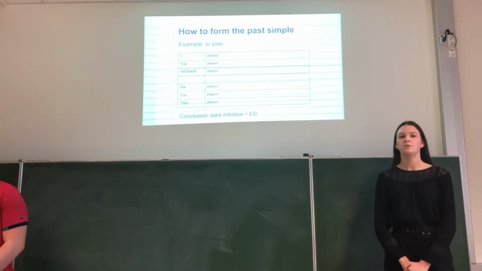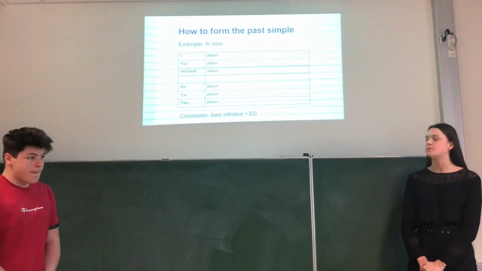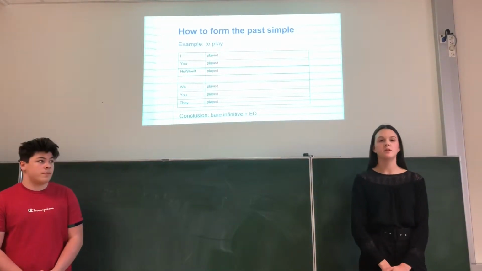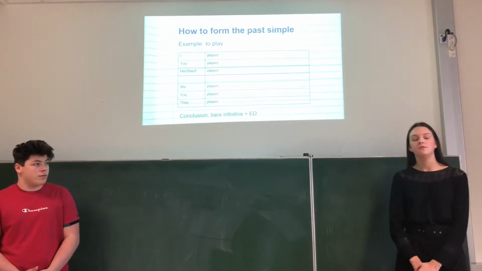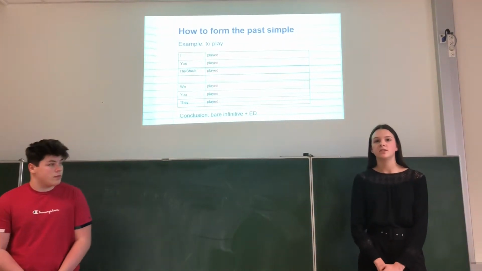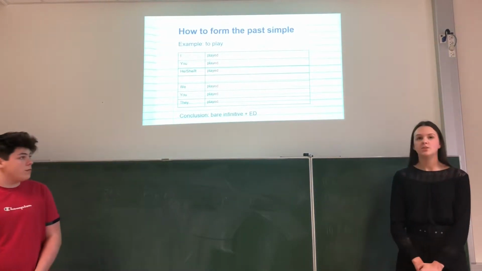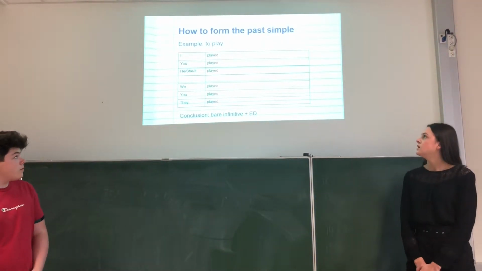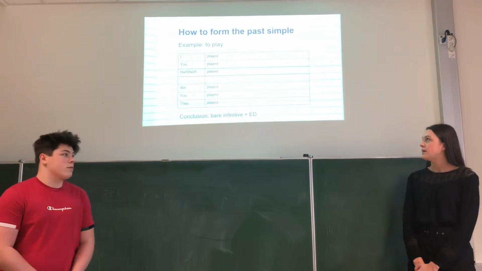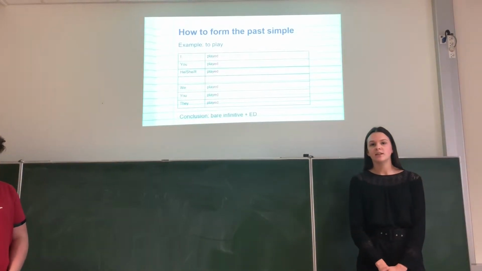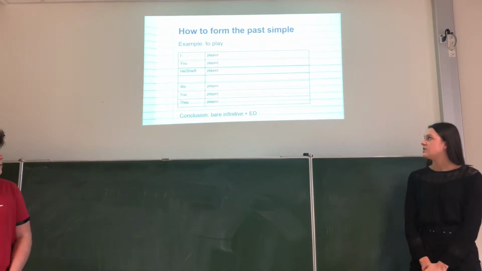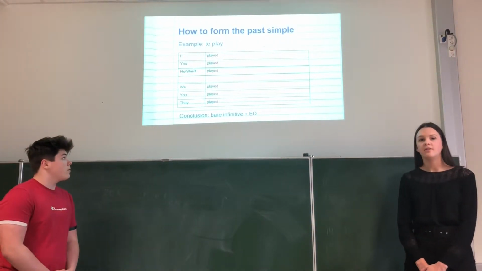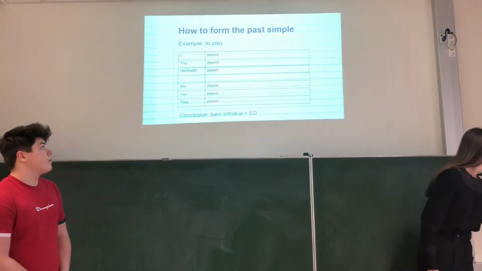So now we know when to use the past simple, but how do we form it? It's actually very easy. You just take the bare infinitive, so the infinitive minus "to", and then you add -ed to it. For example, the bare infinitive of "to play" is play, and then you add -ed, so you get played. I played, you played, he, she, it played, we played, you played, and they played.